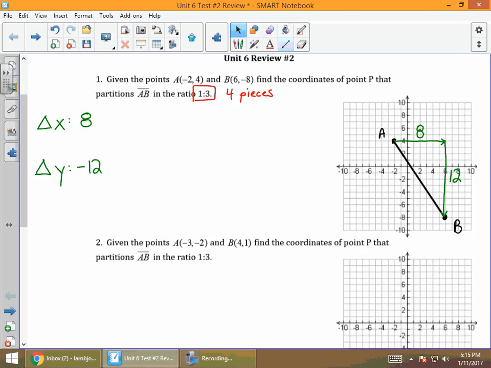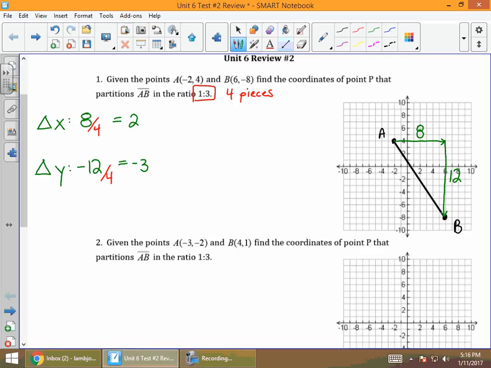Okay, now that is the overall slope. That's from one endpoint to the next. Now I know that I need to cut this into 4 pieces, so I'll divide both of these numbers by that 4. And that's the 4 coming from that ratio 1-to-3. All right, so 8 divided by 4 is actually 2. So instead of going right 8, I'll start going right 2. And -12 over 4, instead of going down 12, I'll go down 3.